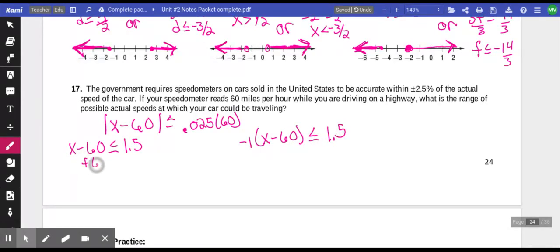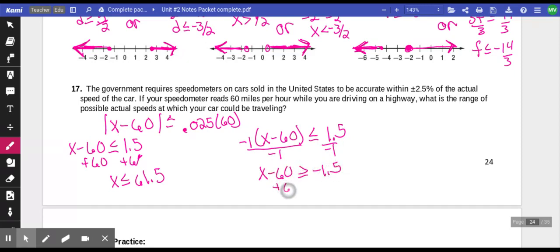I solved this one, I'm going to add 60. So x is less than or equal to 61.5. Here, I'm going to divide both sides by negative 1. x minus 60 is greater than or equal to negative 1.5. Add 60. And x is greater than or equal to 58.5. So if I think I'm going 60, the regulations require that I'm actually going between 58.5 and 61.5. So tomorrow in class, we're going to work on the additional practice. If you have any questions, please bring them to class.